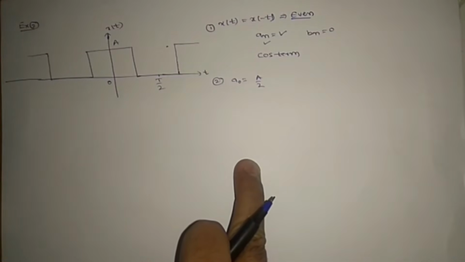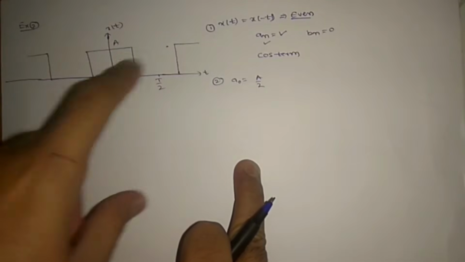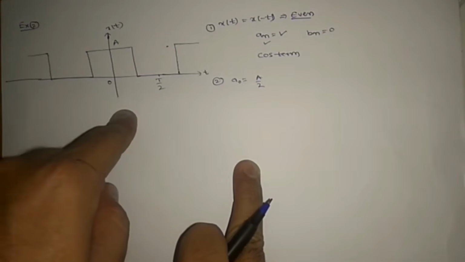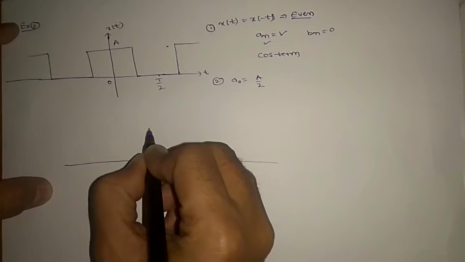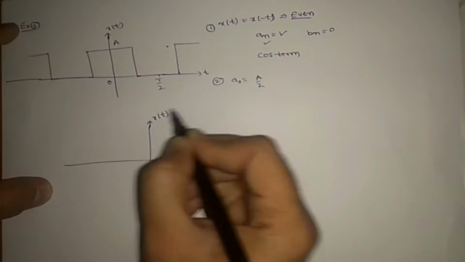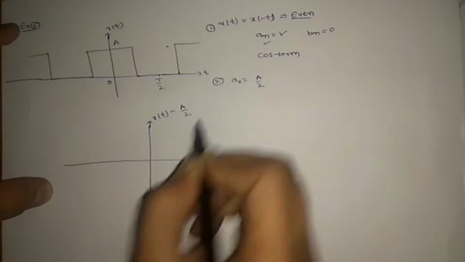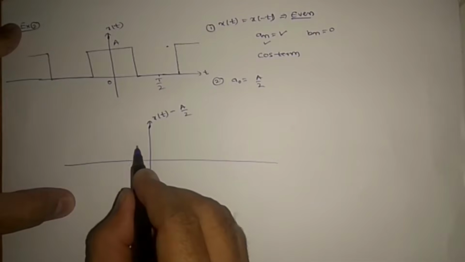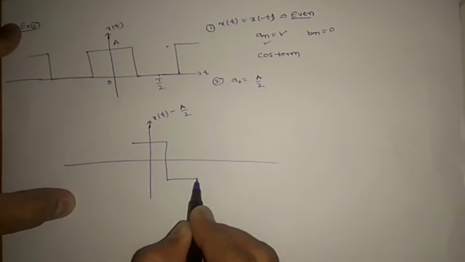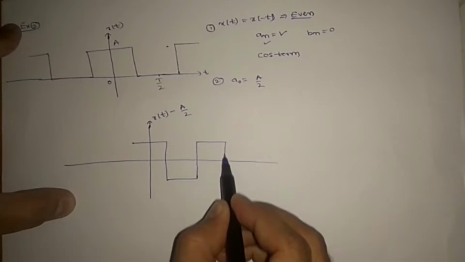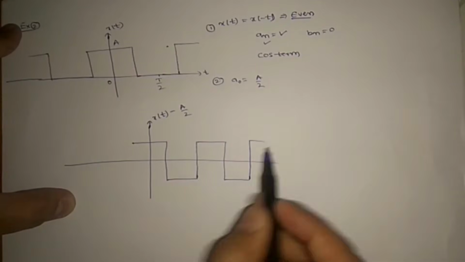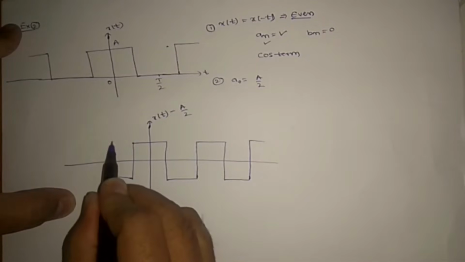So then what to do? Then you make it 0 first. When will you get DC value 0? See, from the signal x of t, I will subtract A by 2 from the complete signal. So then I will get it like this, right?